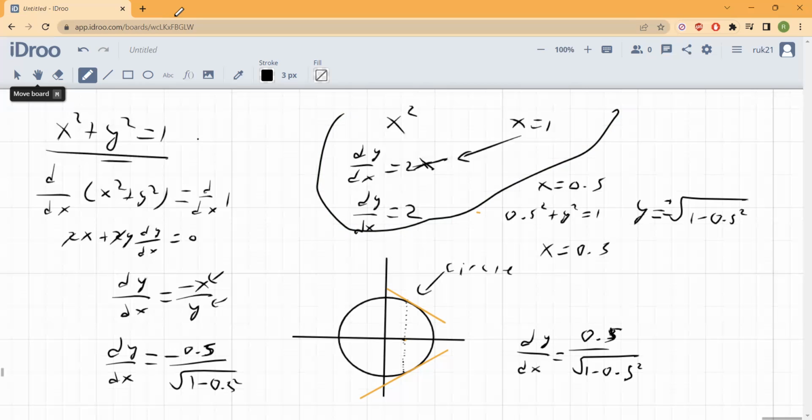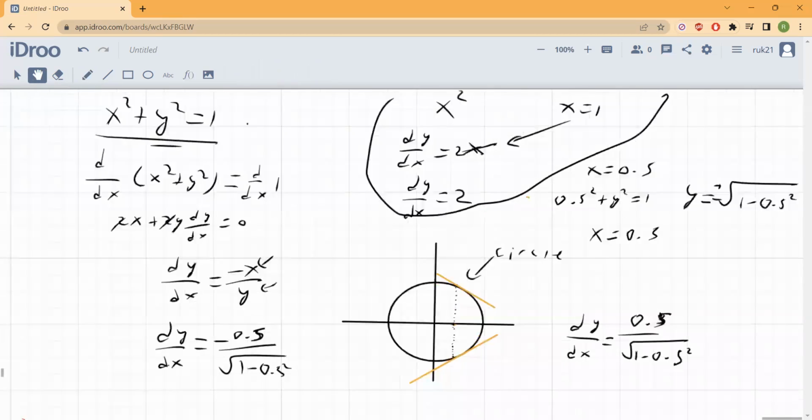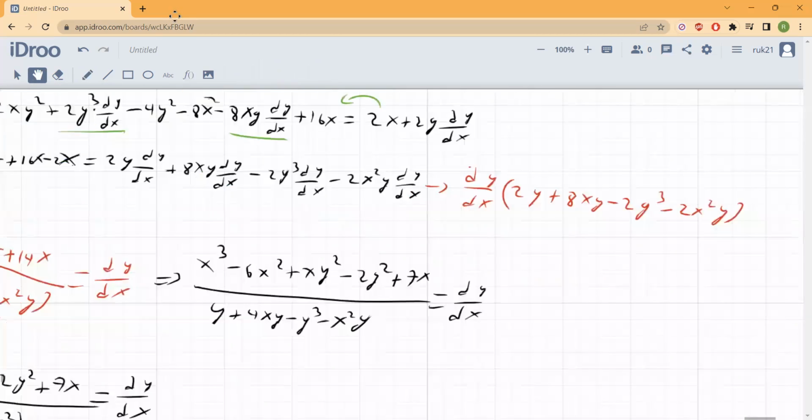Yep. And then we get two values because we would get two tangent lines, and that's why for x equals 0.5, there are two different tangents that we would get at that point. Right. Okay. Yep. Now going back to our problem.